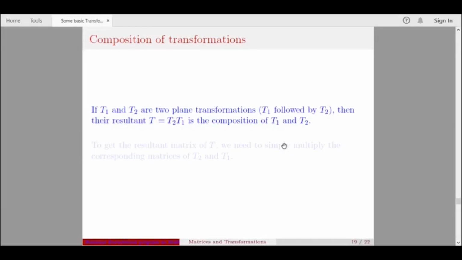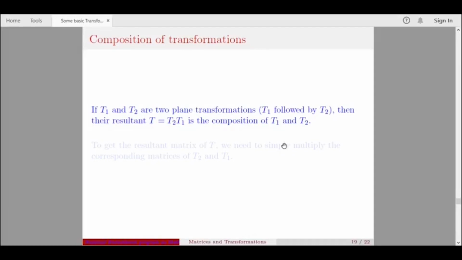And we can also find the matrix of the resultant transformation T. For that, what we have to do is simply multiply the corresponding matrices of T2 and T1. So the matrix multiplication should be compatible. Here we have to first multiply the matrices of T2 and T1 correspondingly.